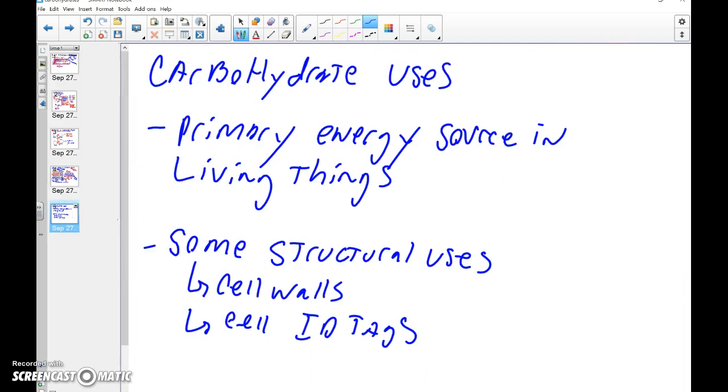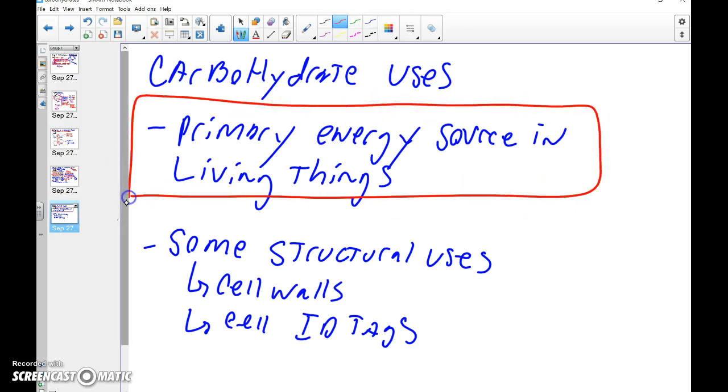So we've talked a little bit about the structures of carbohydrates. What we want to discuss now are the uses of carbohydrates. More than anything else, this is the single most important thing about carbohydrates: carbohydrates are the primary energy source in living things. Every living thing, animals, plants, bacteria, humans, all of us get most of our energy from carbohydrates.